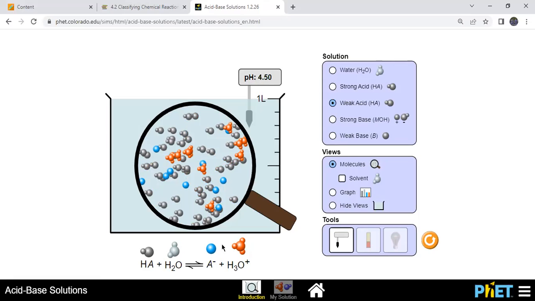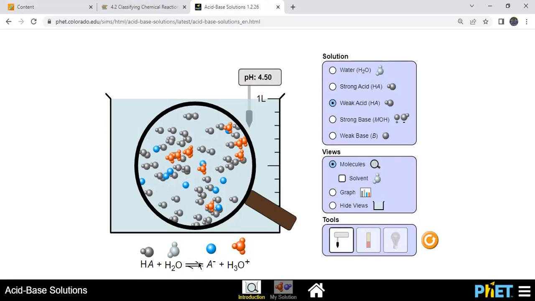And then it becomes the conjugate base, right? But look in the solution. You've got a lot of acid still intact. A few acid molecules have given up H plus, and you can see the conjugate base and the H3O plus. But for the most part, this solution is mostly acid. And that's because weak acids don't readily dissociate.